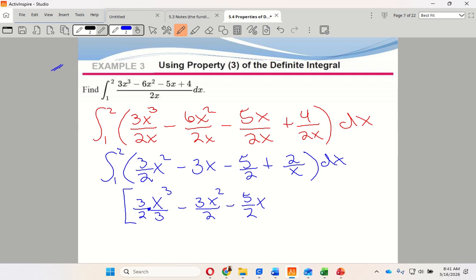And then this next one's going to be plus. What do we get for that one right there? What do you got, Blade? 2 ln x? Yeah, that's it. That's fine. From 1 to 2.